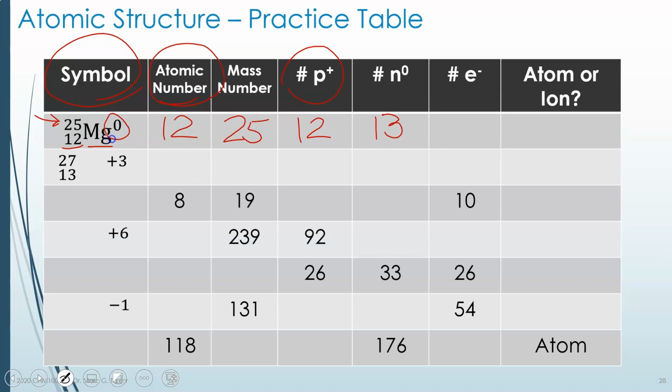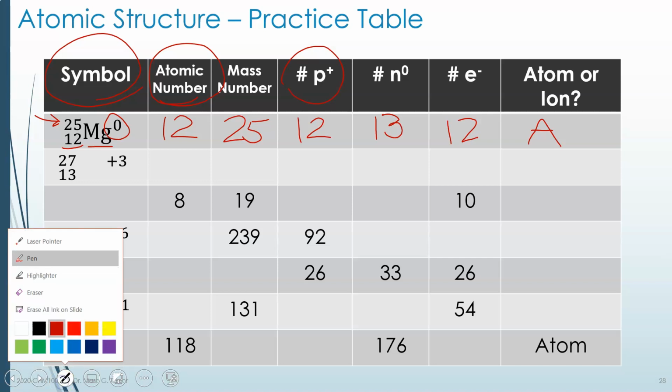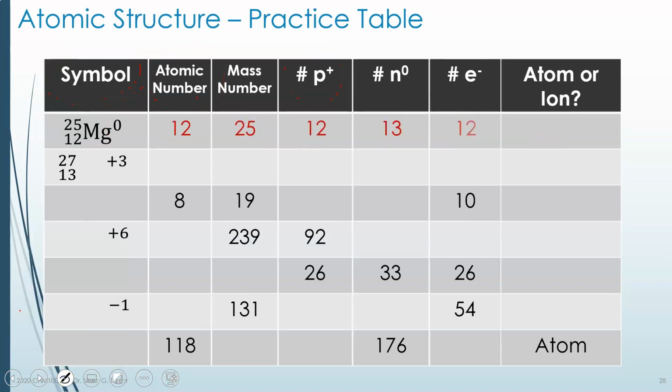And then you're told the charge is 0, so the number of electrons equals the number of protons. That's 12. And if it's neutral, it's an atom. We'll just put an A there. So that's that row. And I'm going to delete that and show you that it's actually already on the slide, filled out.